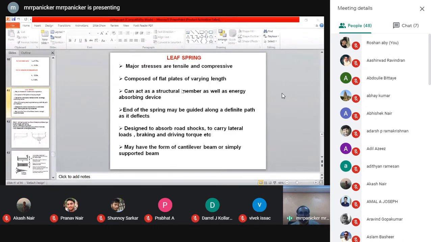The other doubt was why the length of the leaf spring is different. Most of you have noticed the leaf springs in the vehicles. The major stresses are tensile and compressive. It is composed of flat plates of varying length. It can act as a structural member as well as an energy absorbing device.